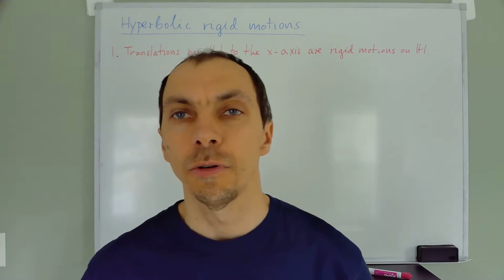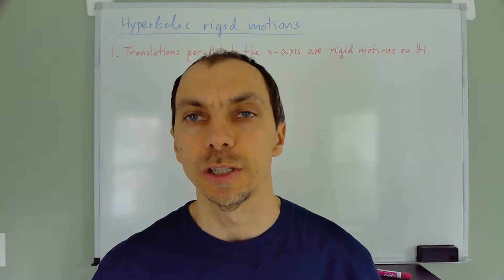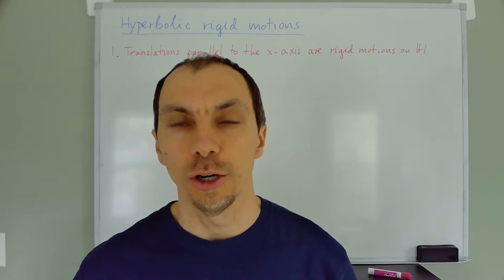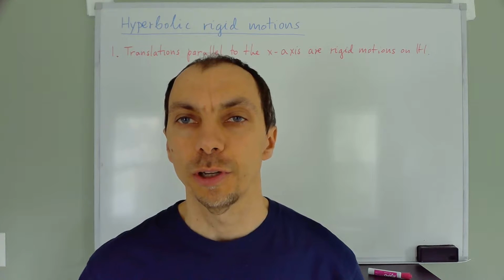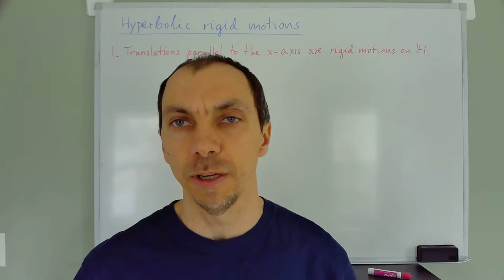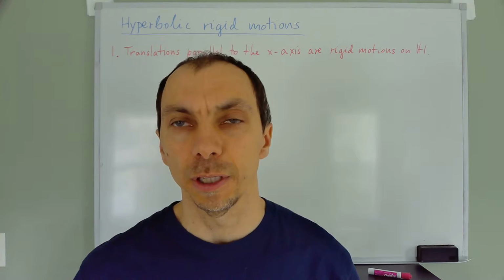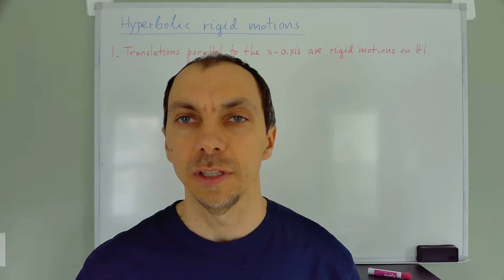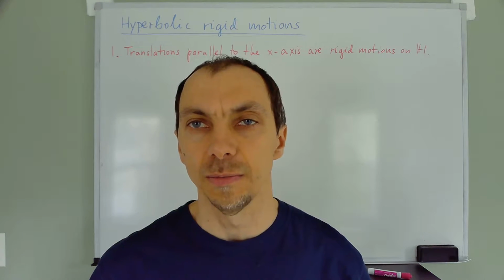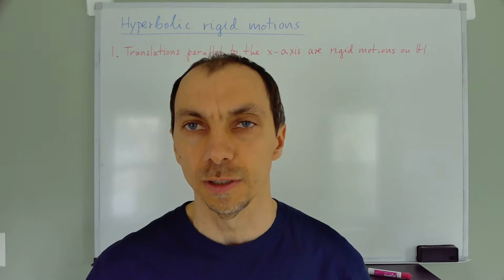Welcome. In this video we will study some rigid motions on the hyperbolic plane. Recall that rigid motions are motions which preserve distances. So this is a function. A rigid motion on the hyperbolic plane would be a function from the hyperbolic plane to itself, such that given any 2 points on the hyperbolic plane, the hyperbolic distance between these 2 points is preserved.